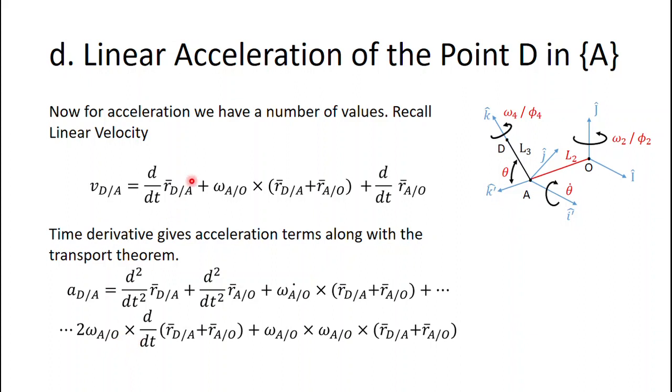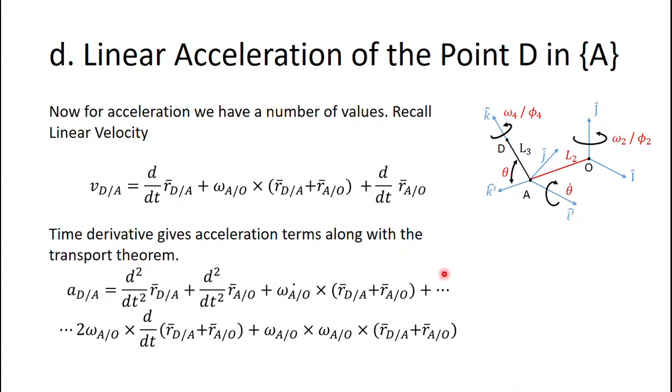So we get 5 terms, but these 3 terms have 6 independent derivatives, and 2 of them turn out to be the same. So the derivative of this term is d2 by dt2 of r in d in a, the second time derivative of this. The derivative of this last term is just d squared by dt squared of R A in O, just the second time derivative of these. Then this term gets a little tricky. That is omega A O cross RdA plus RA in O.